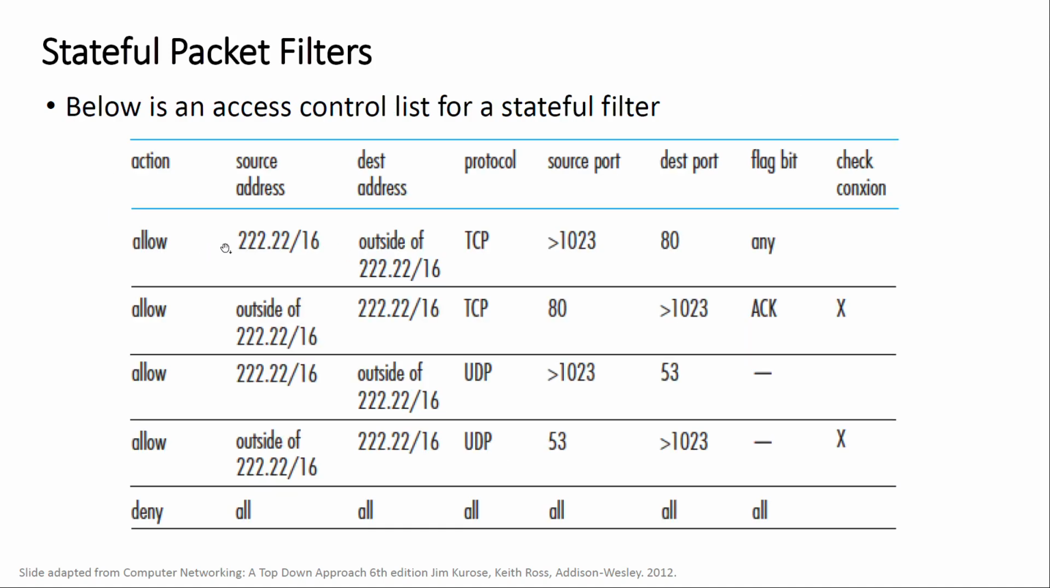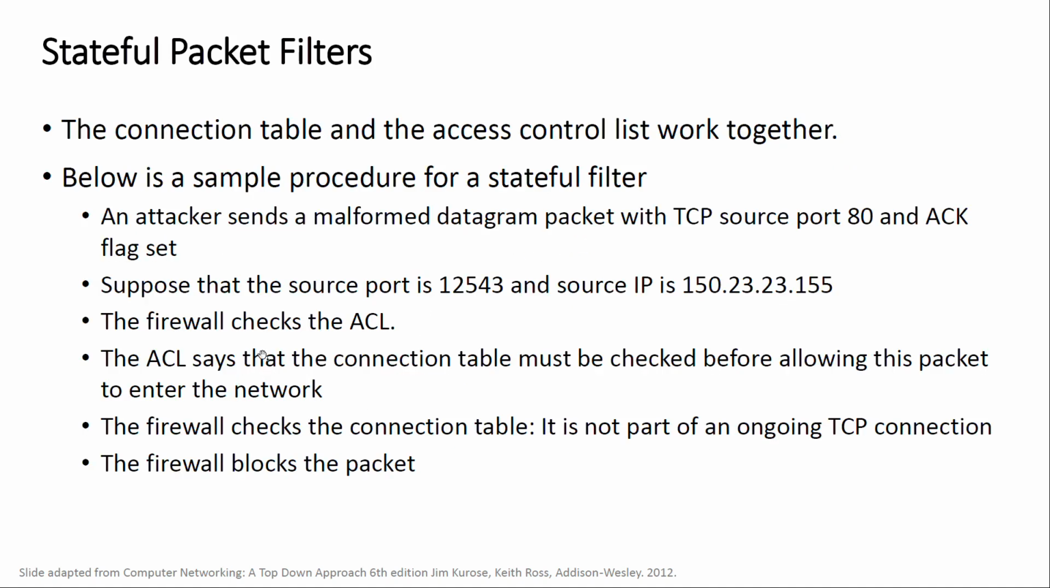Below is an access control list for a stateful filter. Again, let's look at them. The connection table and access control list work together. Below is a sample procedure for a stateful filter. An attacker sends a malformed datagram packet with TCP source port 80 and ACK flag set. Suppose that the source port is 12,543, and the source IP is this one.